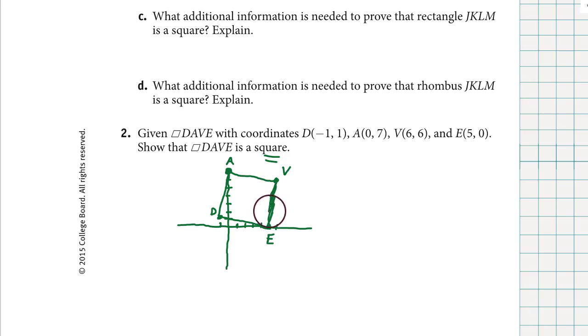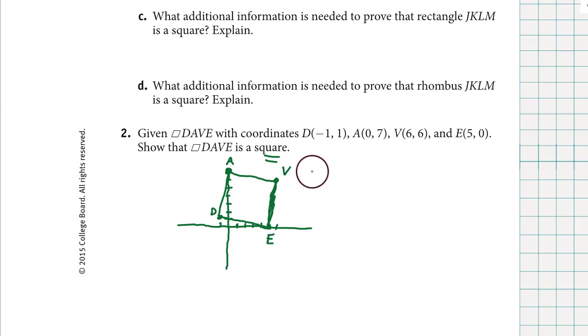Question: is this a square? To be a square, we need to have four congruent sides and four right angles. We can determine whether the sides are the same length by using the distance formula and finding the distance of these segments. And we can determine if the angles are 90-degree angles by using slopes to tell whether the joining sides are perpendicular to each other.